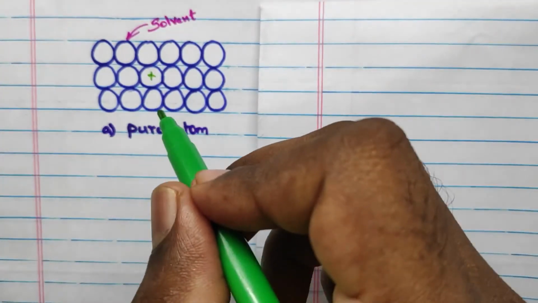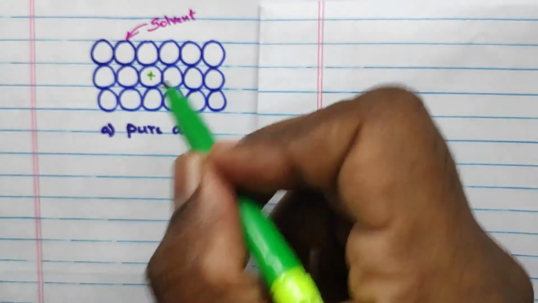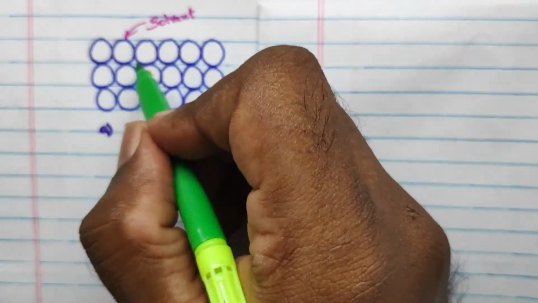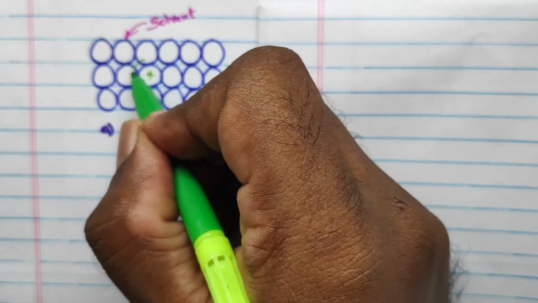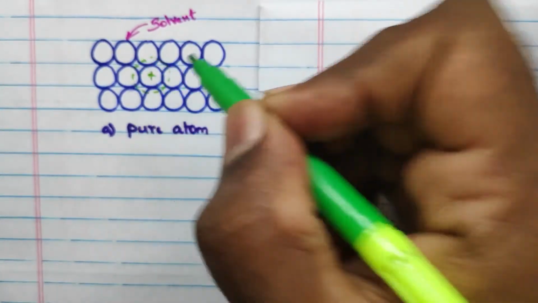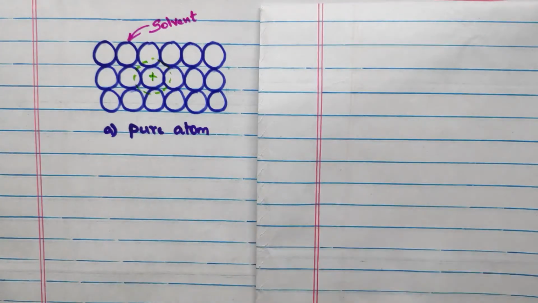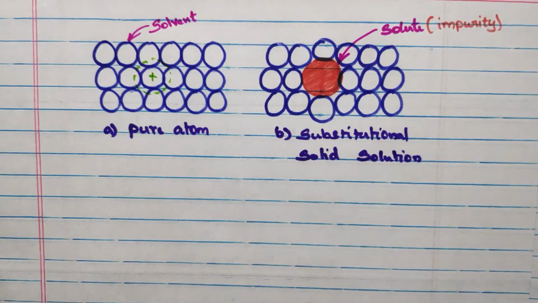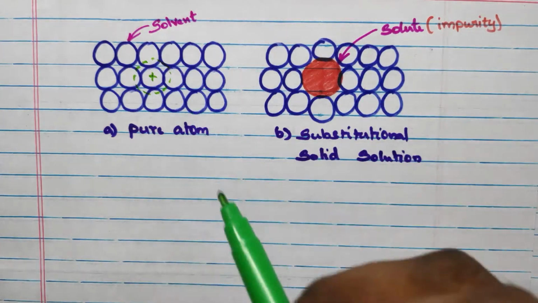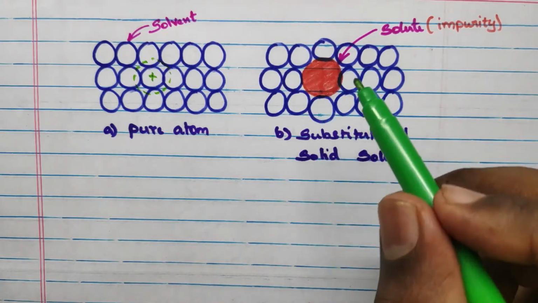The impurity atom is quite larger in atomic radius when compared to the pure atom. So what happens, it will take position in this lattice in this manner. This is the exact position when we are preparing the solid solutions. You can see a clear picture of substitutional solid solution when the impurity atom is added into the pure atom.